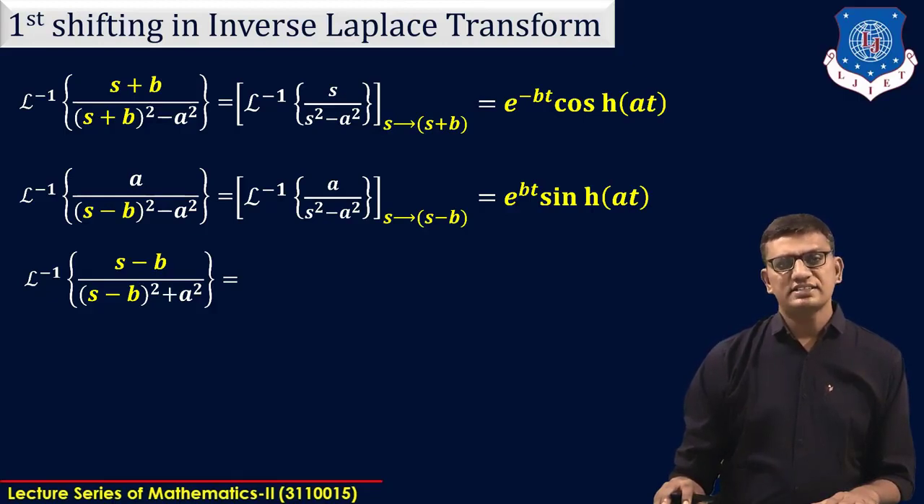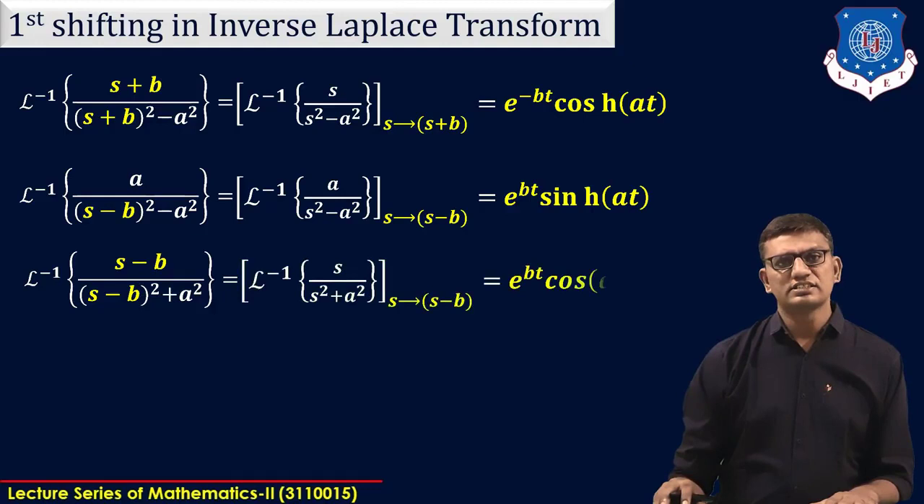Here everywhere s is replaced by s minus b. That means L inverse of s upon s square plus a square, where s is replaced by s minus b. Here we know that L inverse of s upon s square plus a square is cos at, and s is replaced by s minus b. So we multiply cos at with e raised to bt in the inverse Laplace transform.